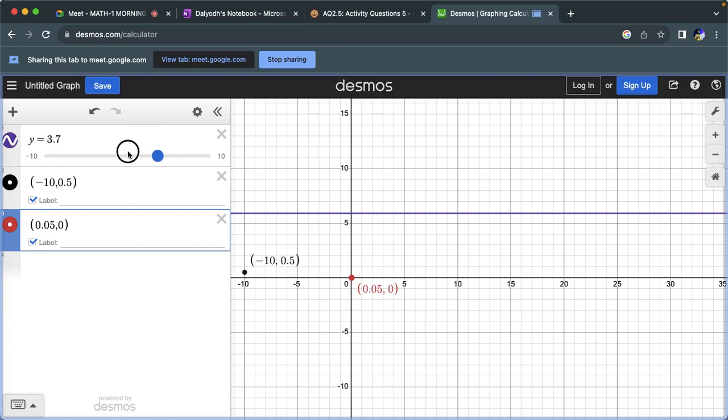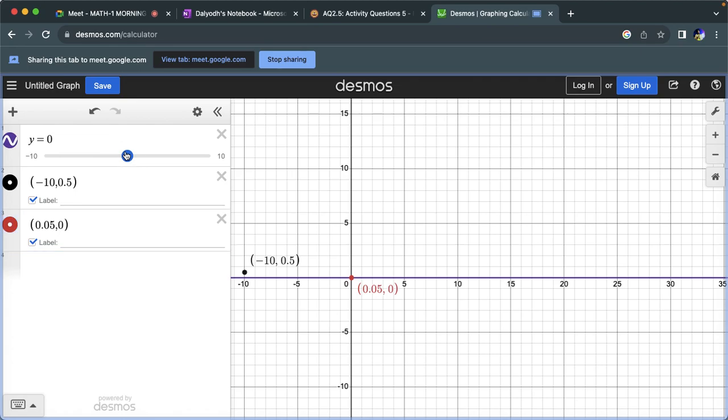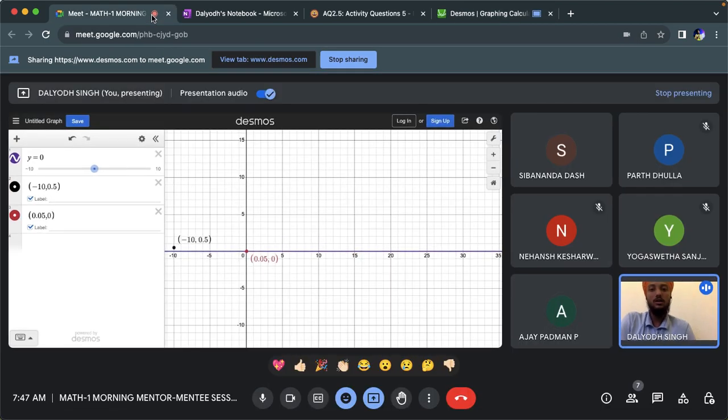No, no, I know that a horizontal line is parallel to the x-axis and a vertical one is parallel to the y-axis. I am clear with the concept, but based on the points, how can we identify which is horizontal and which is vertical? Okay, I'm getting your point. We are not drawing a line.